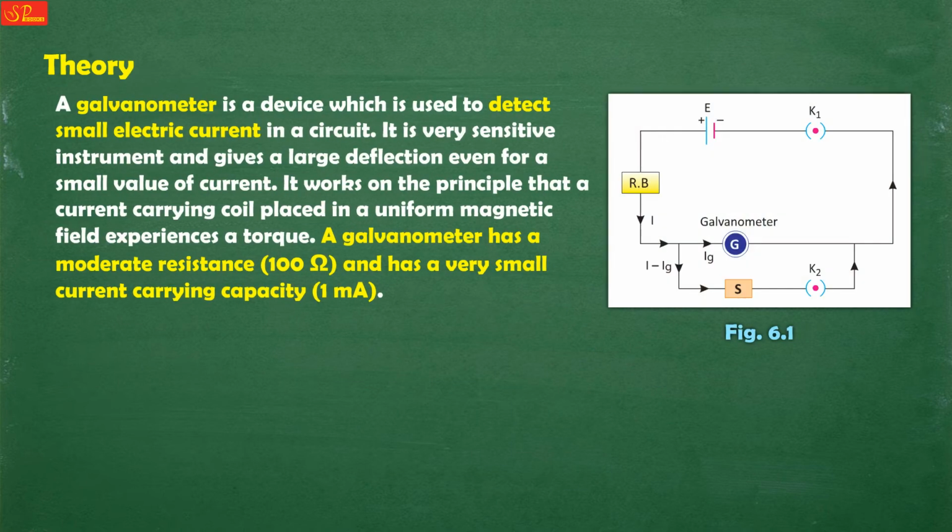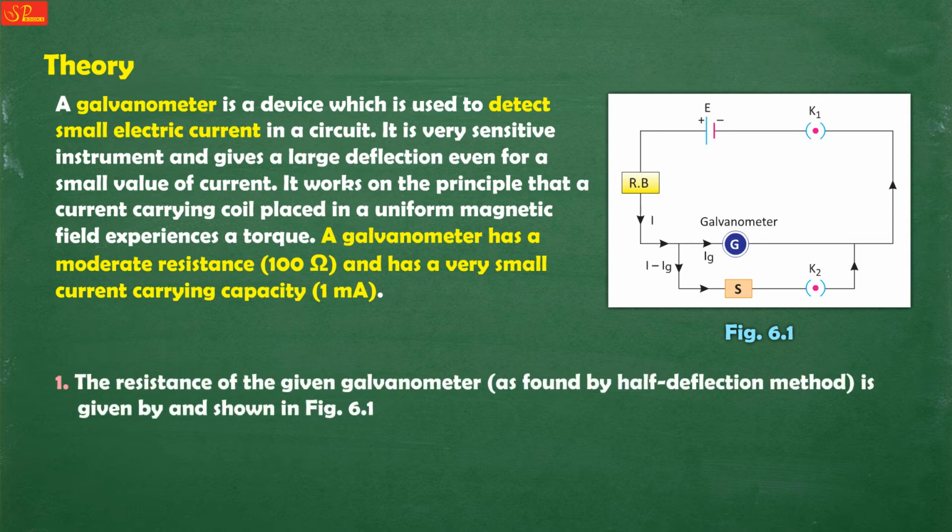Theory: a galvanometer is a device which is used to detect small electric current in a circuit. It is a very sensitive instrument and gives a large deflection even for a small value of current. It works on the principle that a current-carrying coil placed in a uniform magnetic field experiences a torque. A galvanometer has a moderate resistance, 100 ohm, and has a very small current carrying capacity, 1 mA.